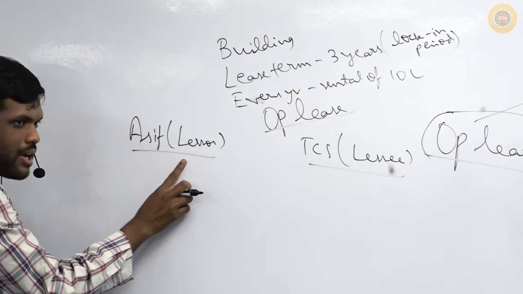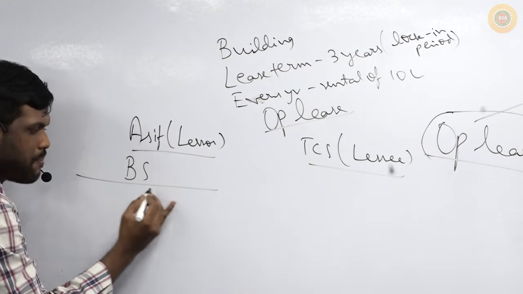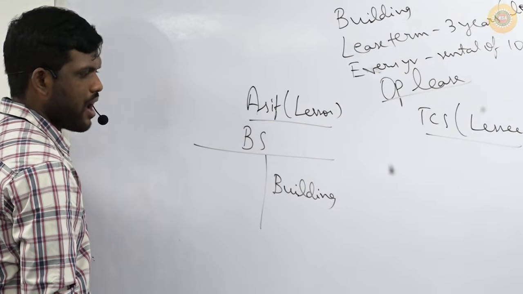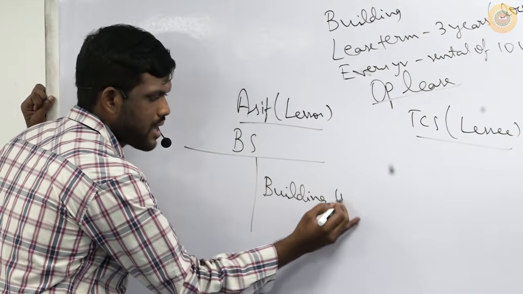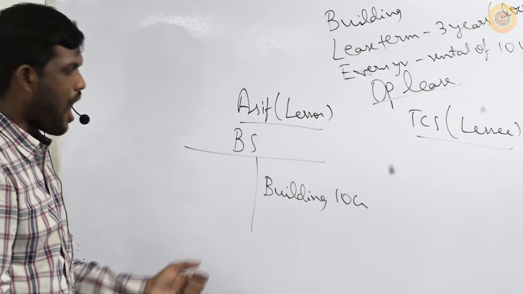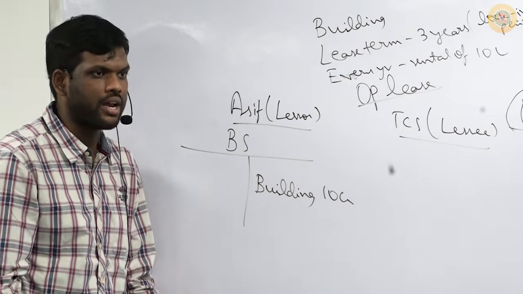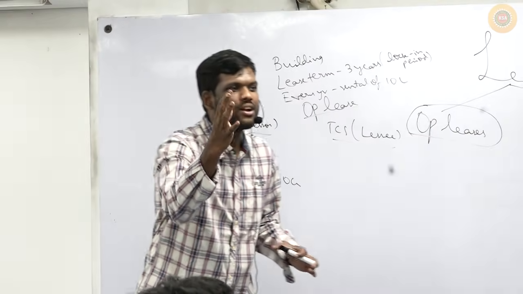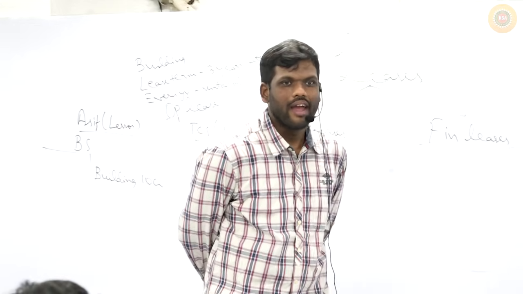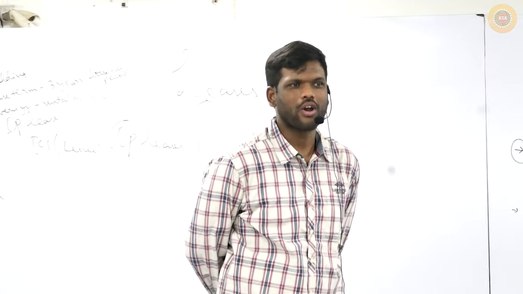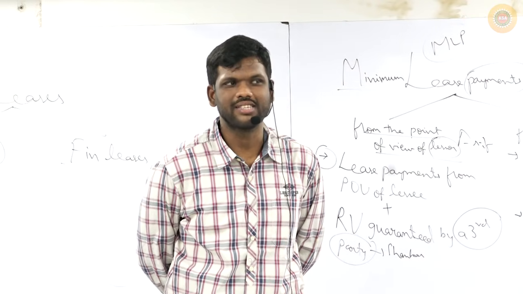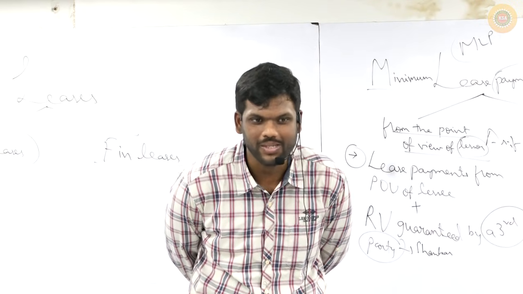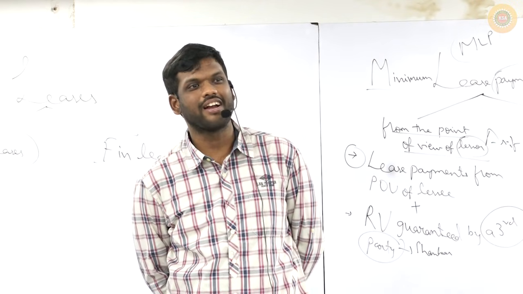Now, Asif is the owner of the building. In Asif's balance sheet, this building will be there. Assume in Asif's balance sheet this building is there at a value of 10 crores. Asif is holding this building for earning rentals. Land and building held for earning rentals or capital appreciation is called investment property.